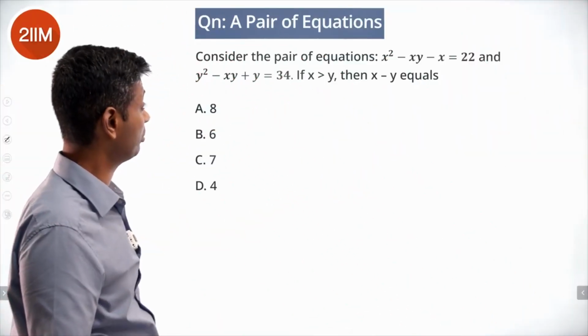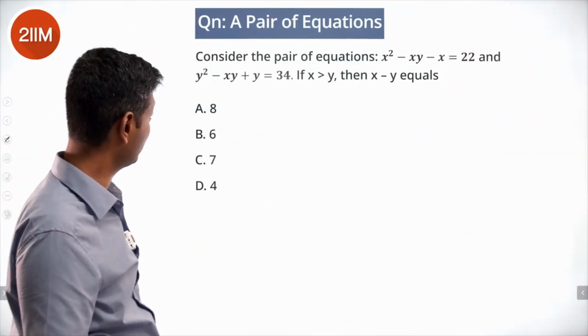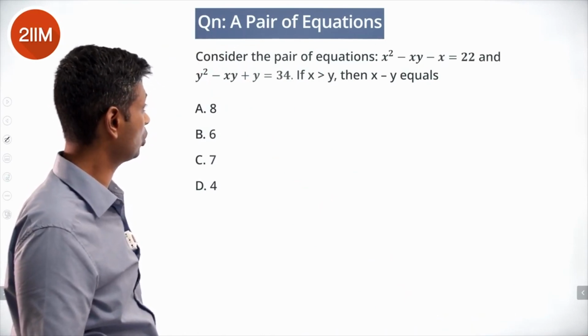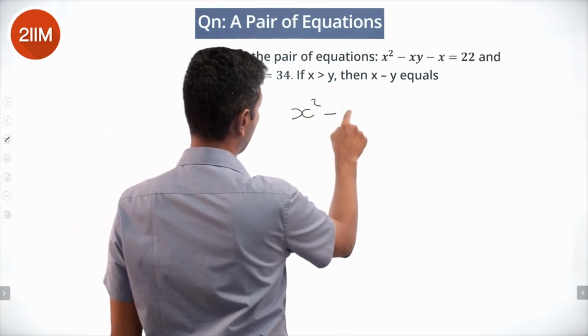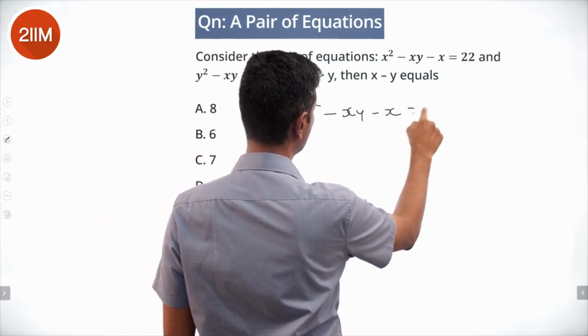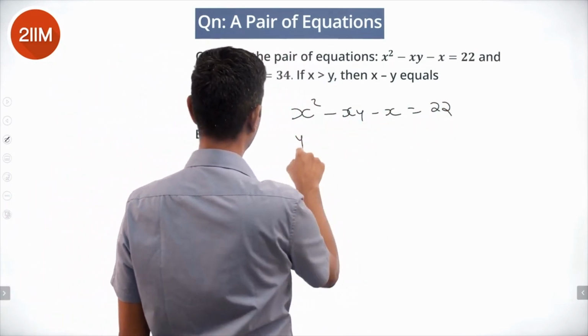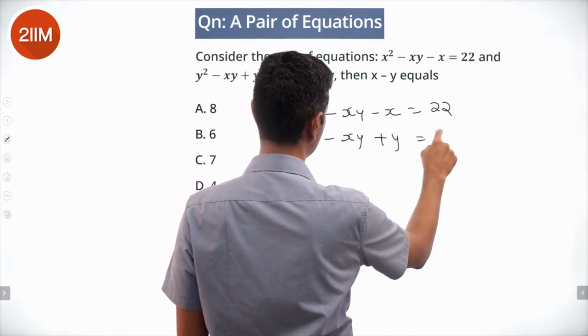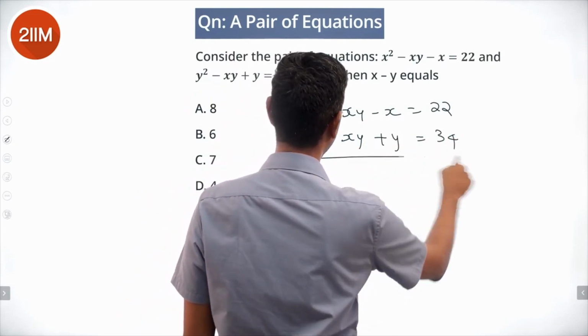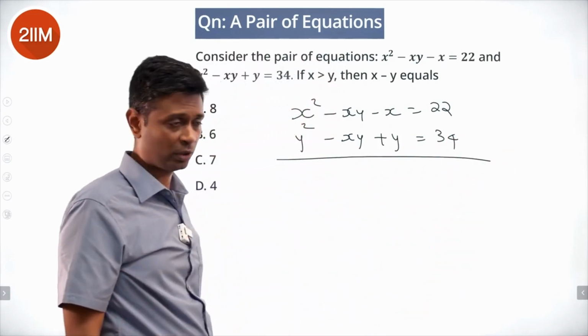x square minus xy minus x is 22, and y square minus xy plus y is 34. x is greater than y. Let's do this. x square minus xy minus x is 22. y square minus xy plus y is 34. x is greater than y, that much we know.